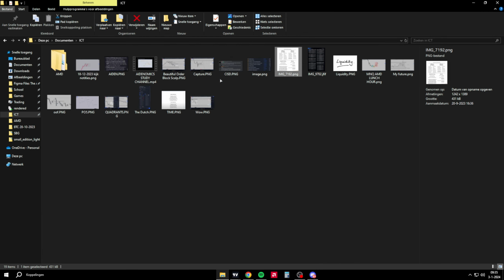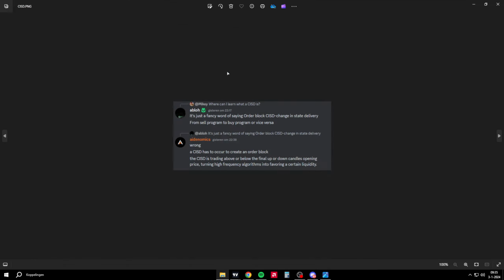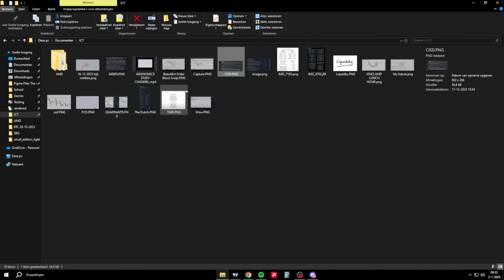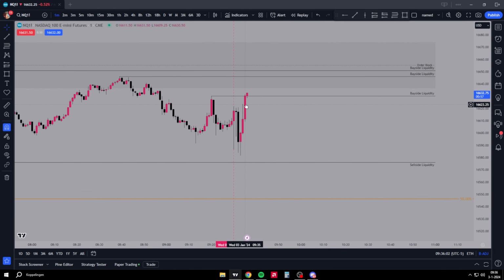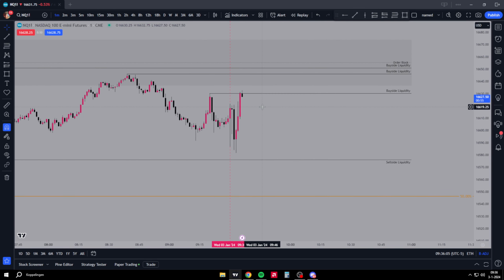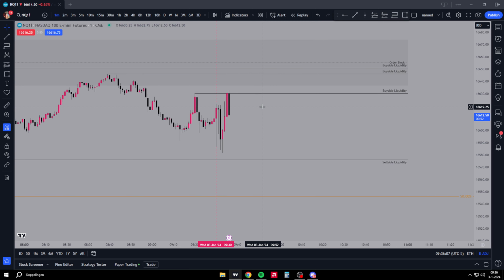ICT kill zones, change in the state of delivery. A change in state of delivery has to occur to create an order block. This change in state of delivery is trading above or below the final up or down candle's opening price, turning high frequency algorithms into favoring a certain liquidity. Right. Oh.